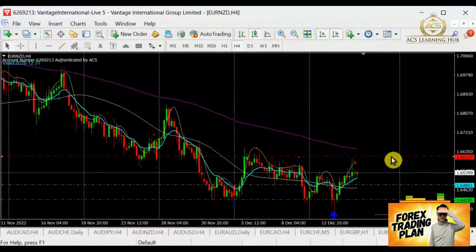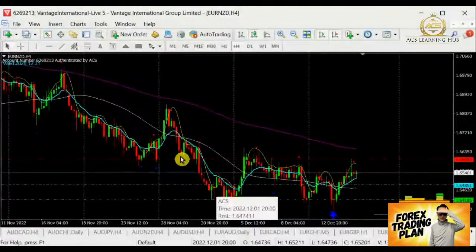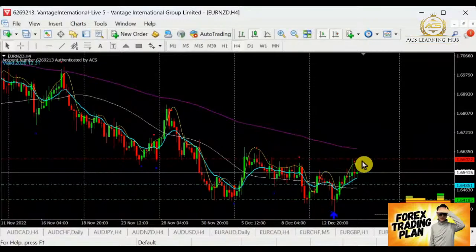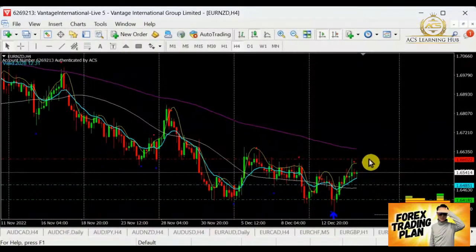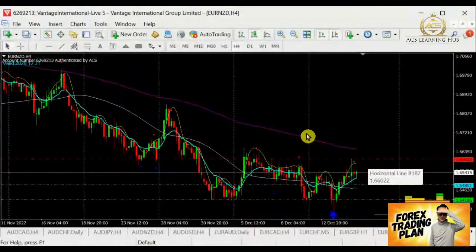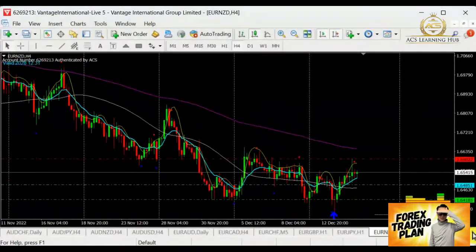One, two, we have two. So let me take the average over here. Well, it has been tested once and now it's going back to retest this resistance. So tentatively, I would say that for this case, we shall wait for it to test the resistance before we take action. All right, so let's move on.